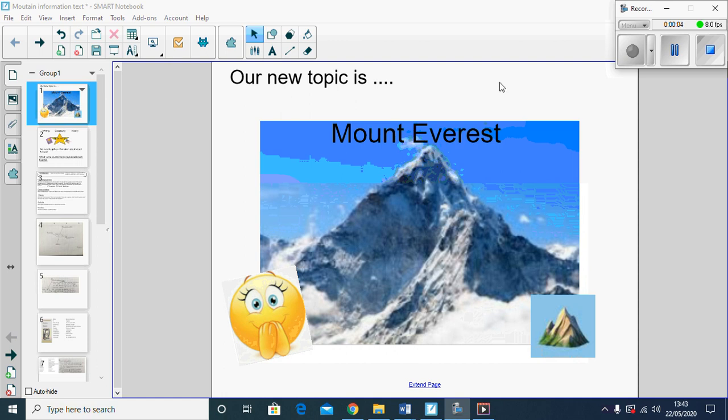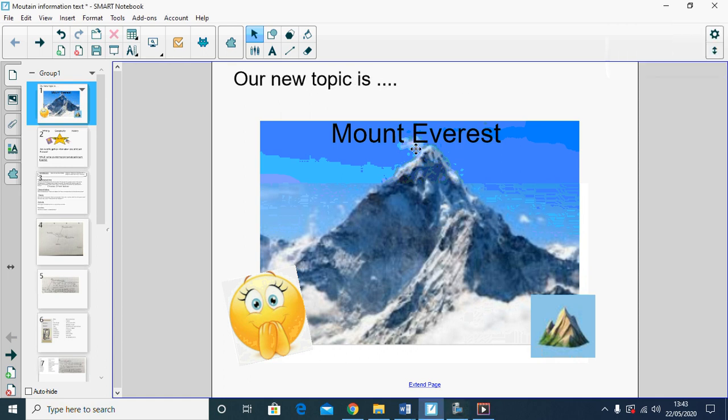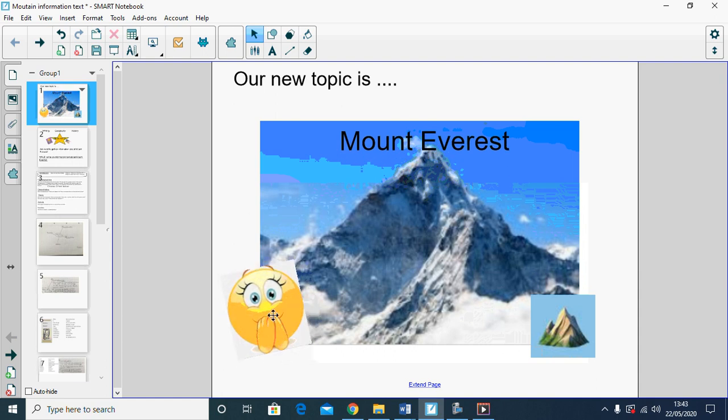Well, it's a new term, which means that we have a new topic, and our new narrative topic this term is all about Mount Everest. Okay, so hopefully you're feeling excited and you're going to be seeing a lot of this mountain emoji this term.